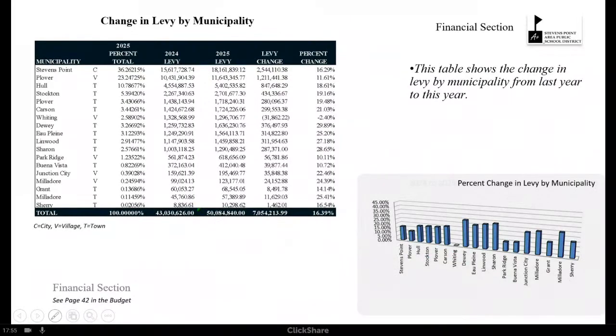Okay, the next section, we have the change in levy by municipality. So we have our 2024 levy, 2025 levy, the levy change, and then the percent change. So the overall levy was 16.39%, but depending on equalized value, a municipality may pay a little bit more than that or a little less. So this table shows the change in levy by municipality from last year to this year.